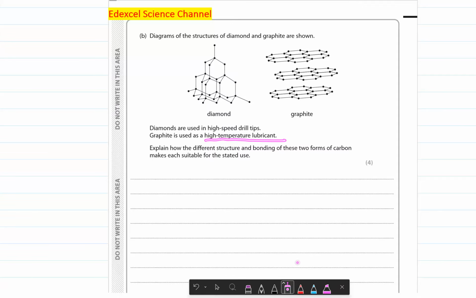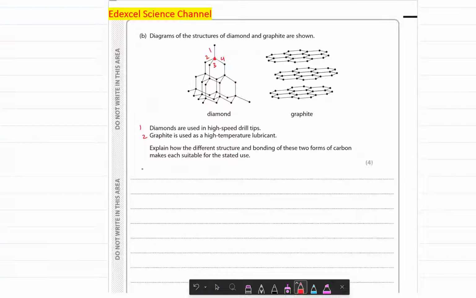high-temperature lubricant. Now, if you look at diamond, each carbon atom in diamond is forming covalent bond with four other carbon atoms, right? So a lot of energy must be used to break all these covalent bonds. So when you are drilling something, you need an even harder material to drill something, right? So that is why it is very suitable. So the first part, okay, this is part one, this is part two.